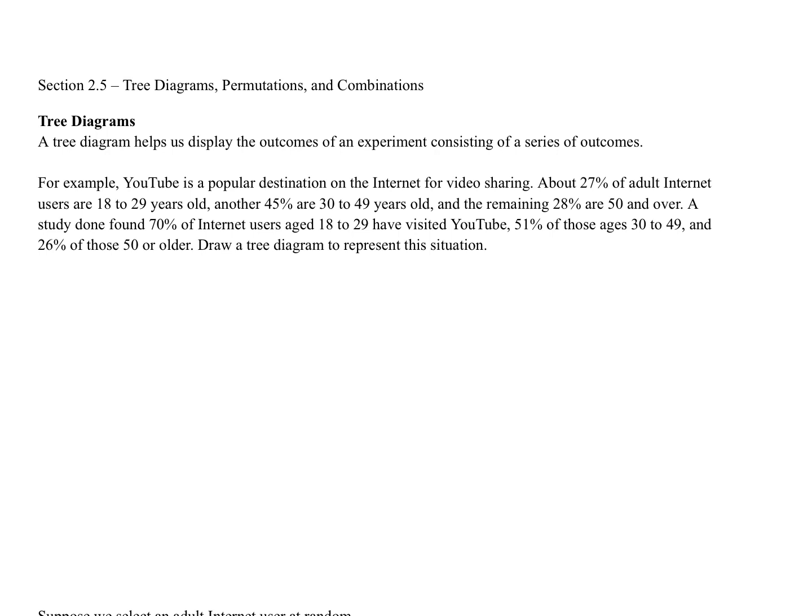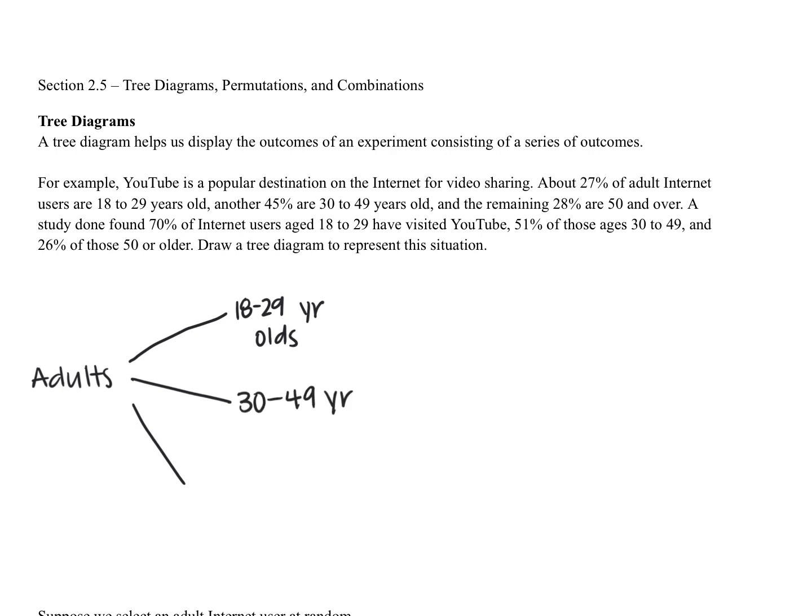So we're going to draw a tree diagram to represent the situation. We're looking at two pieces of info here, age and YouTube. The first thing we have is our population. When we start with a tree diagram, we start with our population, which in this case is adults. The first level of my tree diagram is going to be my age ranges. So we have 18 to 29-year-olds, 30 to 49-year-olds, and then we have over 50.